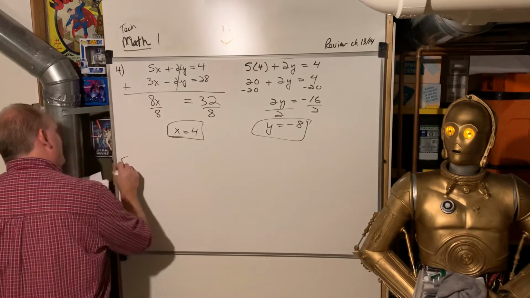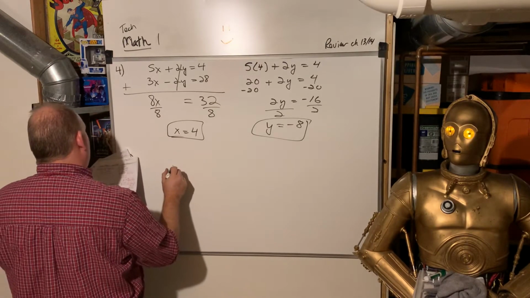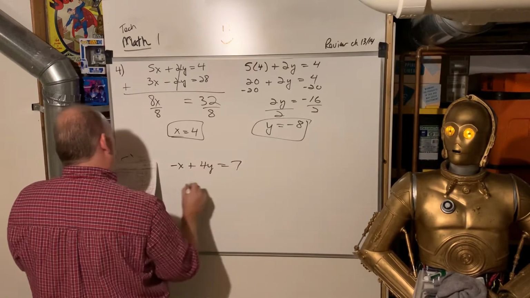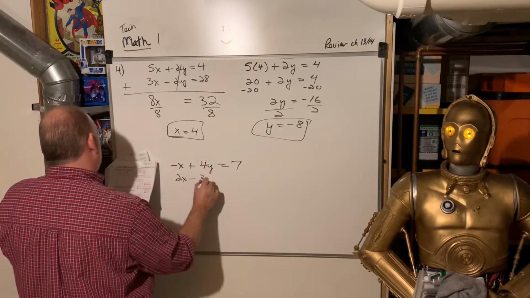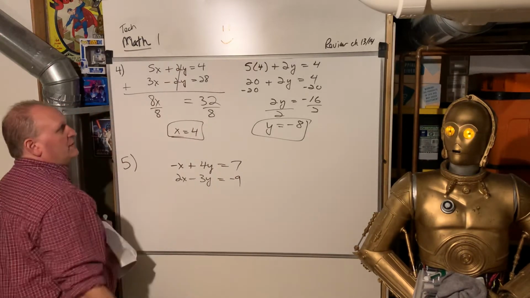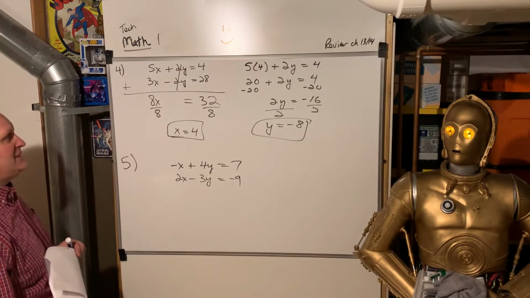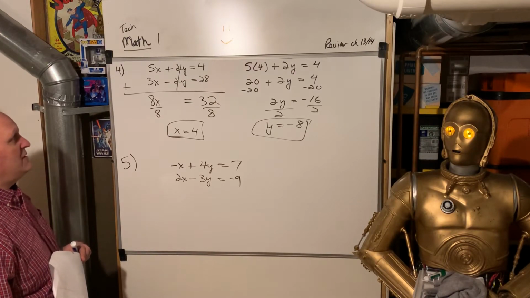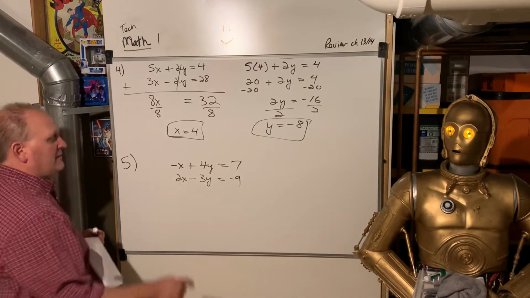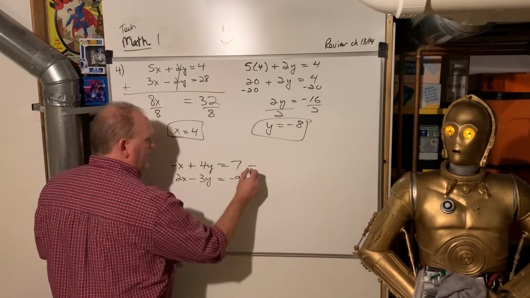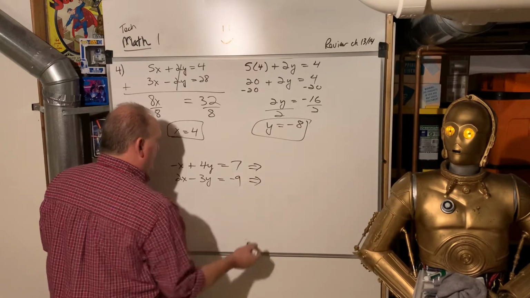Number 5 is a similar problem, but it is a tiny bit harder in that you have to either get rid of the x or get rid of the y. This one, it was a no-brainer. We got rid of the y because we had opposite y's. They were ready to go. We just added straight down and they went away. Here, if I add straight down, nothing goes away. So before I add, I'm going to have to multiply by a number.